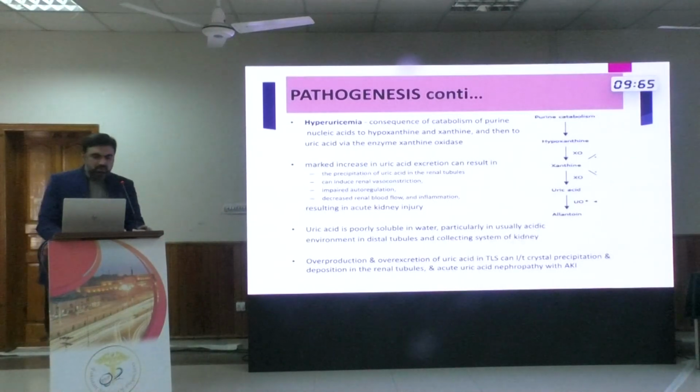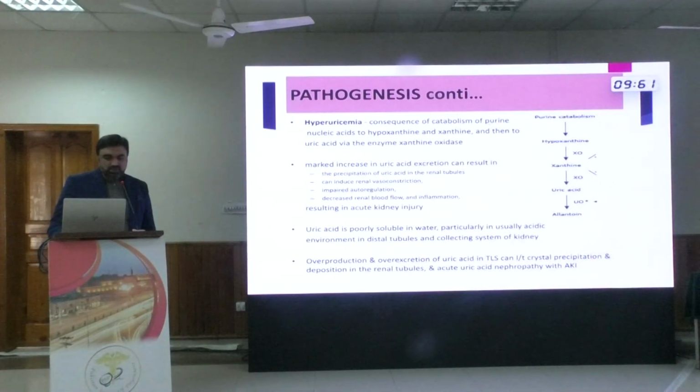The marked increase in uric acid excretion can result in the precipitation of uric acid in the renal tubules, can induce renal vasoconstriction, impair autoregulation, and decrease renal blood flow, and inflammation, resulting in acute kidney injury.